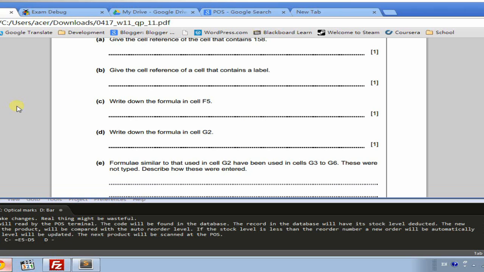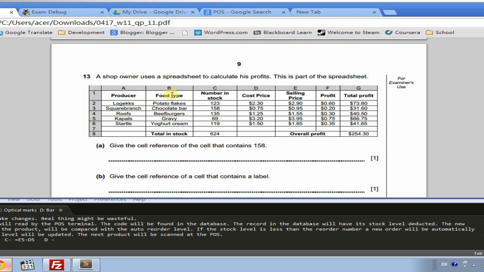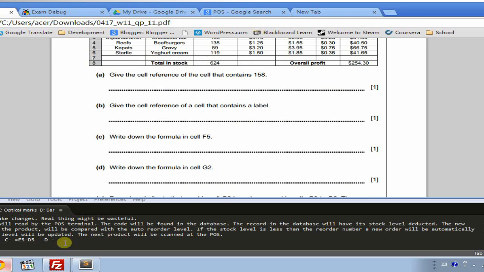G2. Where is G2? Okay, G2. So total profit. So we're going to multiply, I would think, the number in stock and multiply it by the profit. So that would be C2 multiplied by F2. Yeah, let's go with that one.